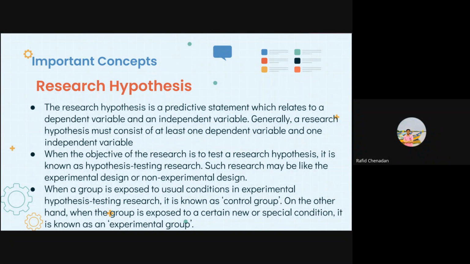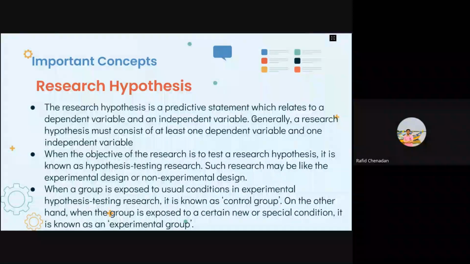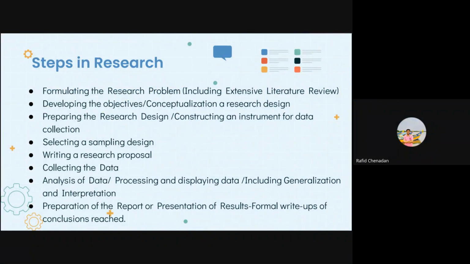And the hypothesis, this we already mentioned. Yeah, we'll proceed to the steps of research. I will quickly go through these areas, and like we already discussed this as a part of the questions. We formulate a problem first, then we develop objectives, depending on that we prepare a research design. Then we make a sampling design. Then we write a proposal. Hypothesis is not mentioned here, but hypothesis comes immediately after the research problem.